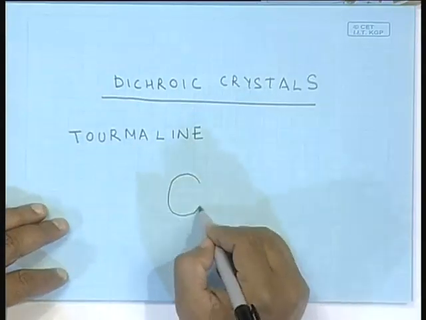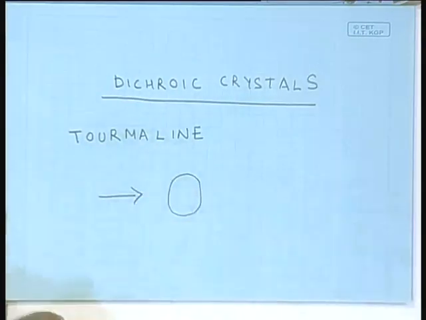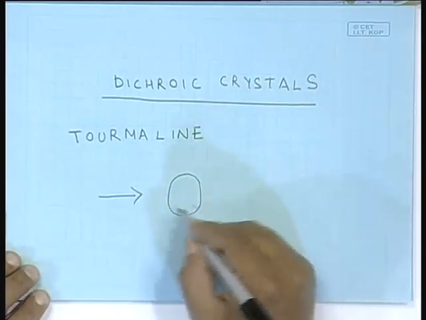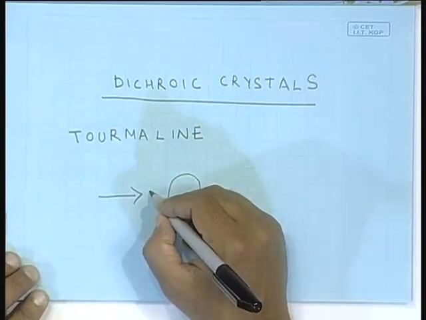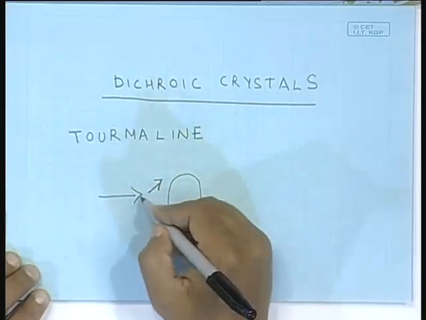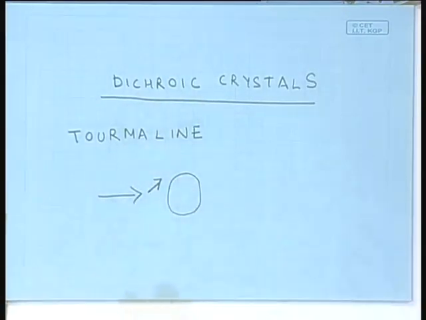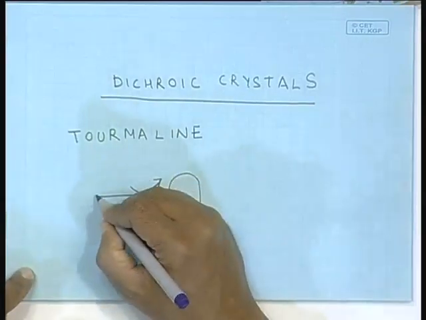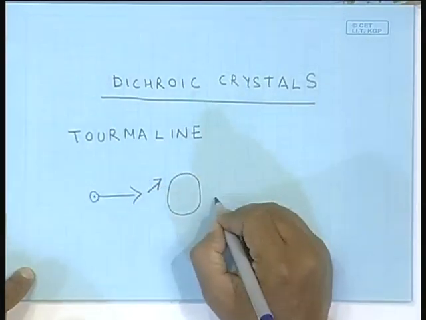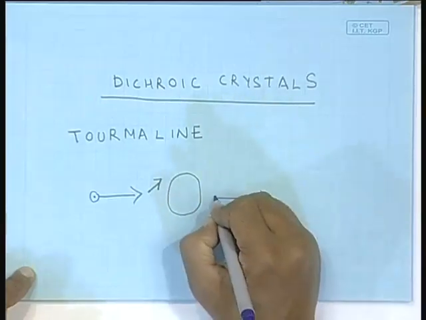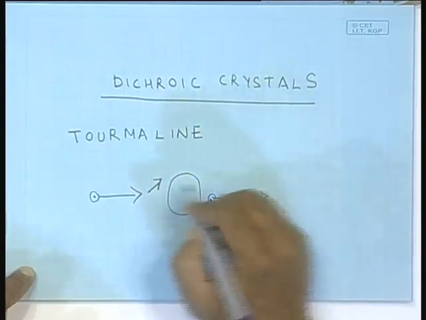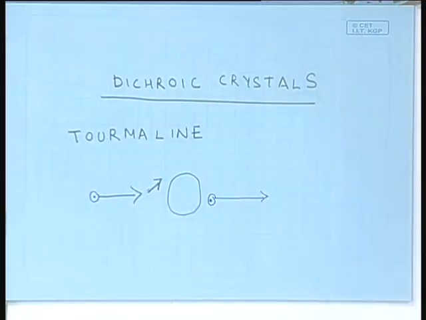Tourmaline, this is a crystal of tourmaline. If there is natural light incident on it, tourmaline has the property that it will preferentially absorb one component of the polarization. So, let us say that it absorbs this component of the polarization preferentially. It depends on the crystal, how you have oriented your crystal, and it allows other components of the polarization to pass through. So, the light which comes out is going to be polarized like this, and this particular component is going to be heavily absorbed inside.